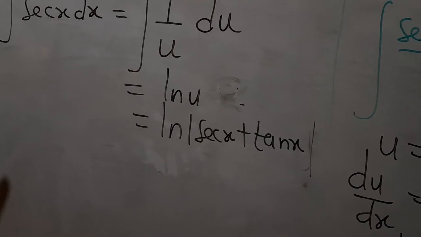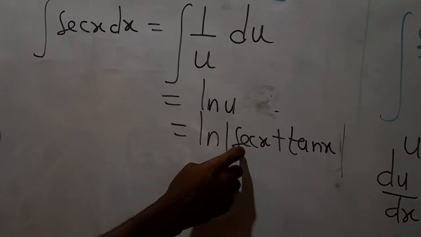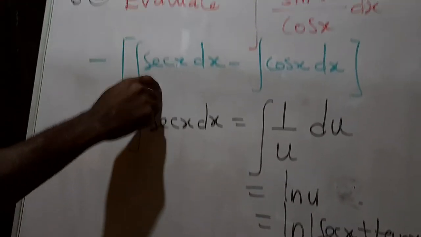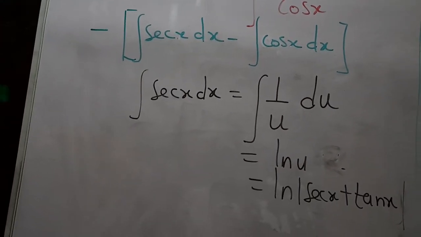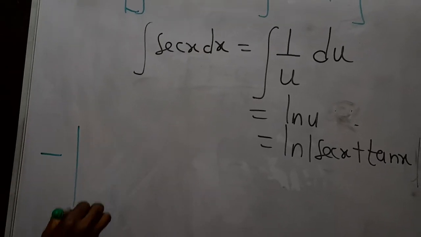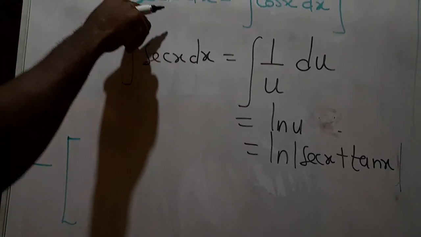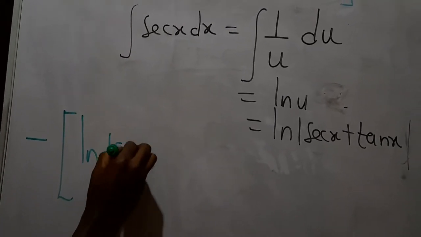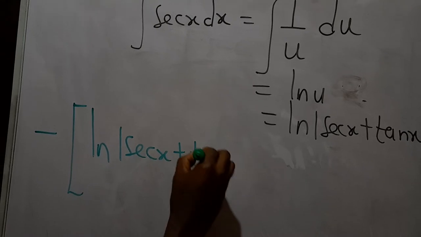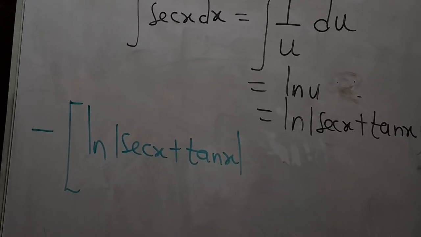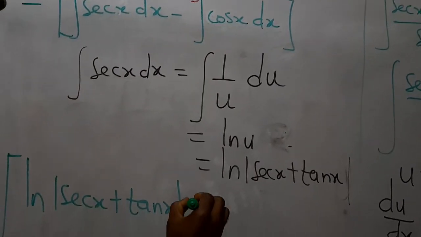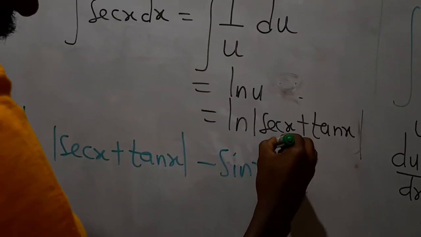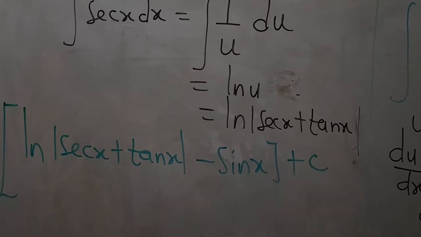So we can say that the integral of sec x is the ln of absolute value of sec x plus tan x. So we substitute it here. So we can say here we have the integral of sec x dx will be ln absolute value of sec x plus tan x. Then the integral of cos x will be what? That will be sin x, then plus our constant of integration.